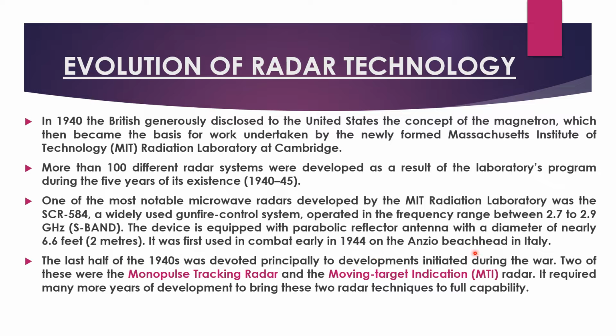Okay, so it was first installed in Italy, and then later on in the last half of the 1940s. This particular period, the last half of the 1940s, is basically devoted to the developments in radar technology which were initiated in World War II. Some of these radars, like the MTI radar, are in your course. You will learn how it works, what the working principle of MTI radar is. So these two radars were developed in the last half of the 1940s: the monopulse tracking radar and the moving target indication, that is MTI, radar.